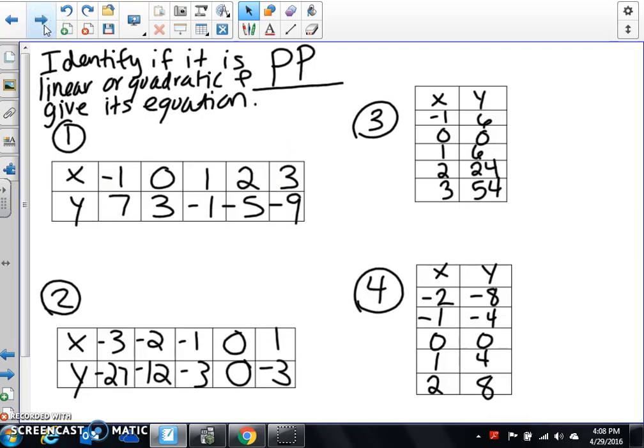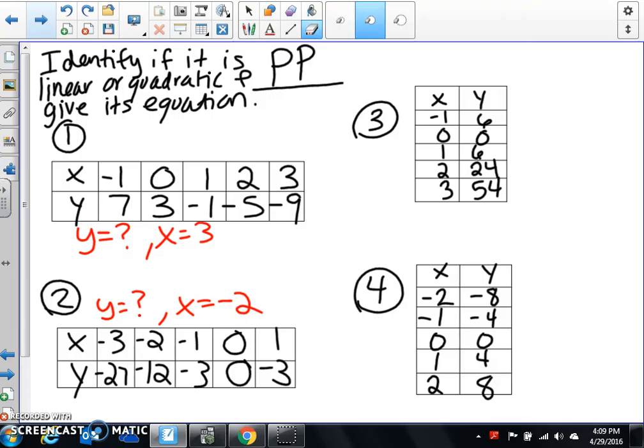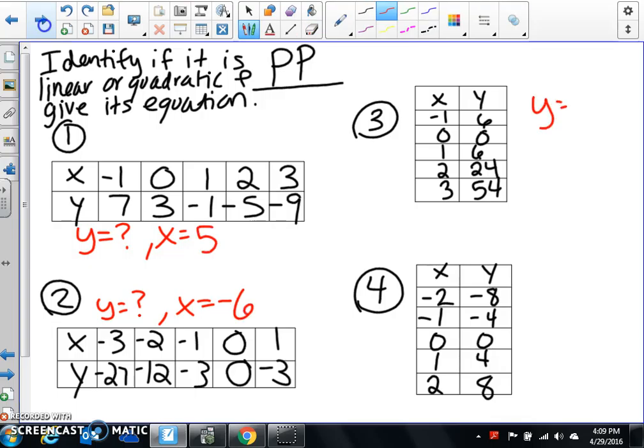Here are your practice problems. You need to identify if it is linear or quadratic and give its equation. And then also, what is y? So y equals what when x equals 3? Y equals what when x equals negative 2? Oh, just kidding. I did it on that one too. Jeez. 6, 5. Y is what if x equals 7? And y is what if x equals negative 10? All right, do those.